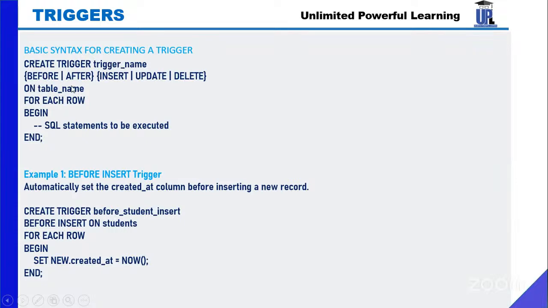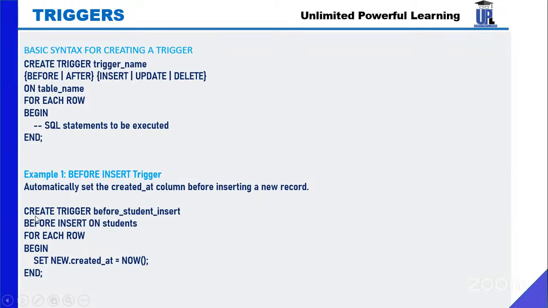On which table? Employee table, department table. So like this, you can create a trigger for each row, or if you want to perform certain operations, so begin and end. For example, example 1: before insert trigger, automatically set the created column before inserting a new record.